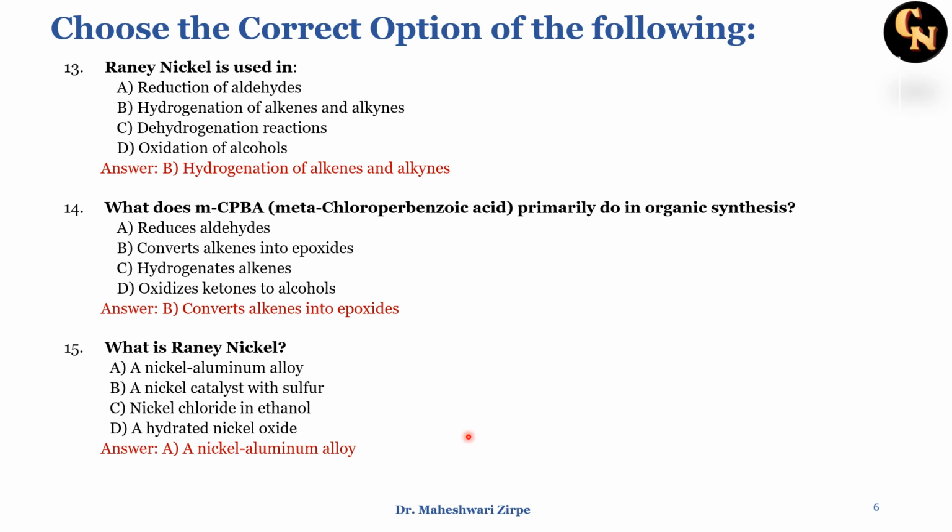What is Raney nickel? The word itself tells you, nickel. It is nickel in combination with an aluminum alloy. So basically the correct option is A. It is having nickel and aluminum. The alloy of nickel and aluminum is called Raney nickel. We already saw the preparation of Raney nickel in our question answer session.